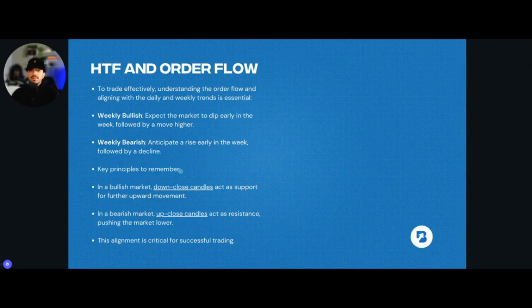And the key principle that you need to understand is order flow. So where does the market want to go and how it's going to go in the direction you want it to. So if you're bullish, you want to see down close candles every time price trades into them to support the market to continue trading higher. And the same thing is done when we are bearish. You want to see up close candles act as resistance, pushing the market lower. And this alignment is crucial for successful trading. So you need to know where the higher time frame candles need to go, and you need to have an understanding of what the weekly candle wants to do. Once you understand this is where my blueprint model is going to help you a lot.